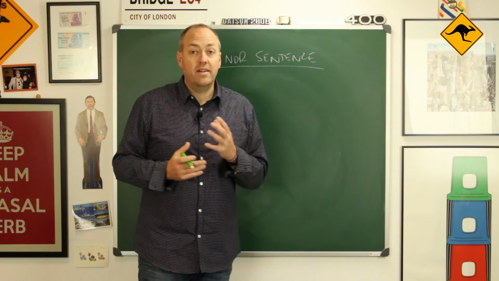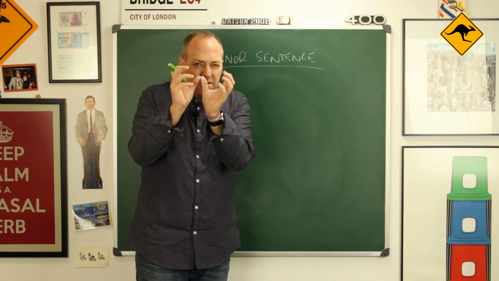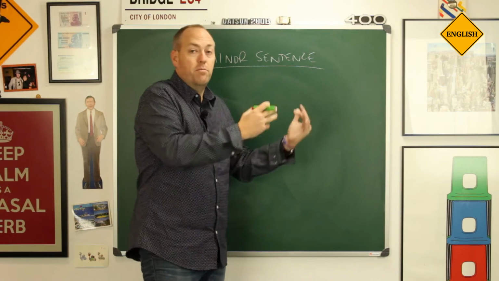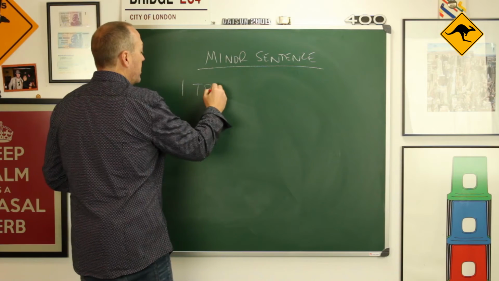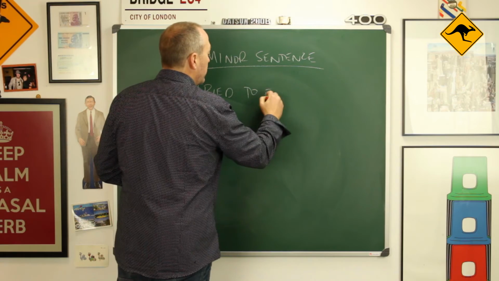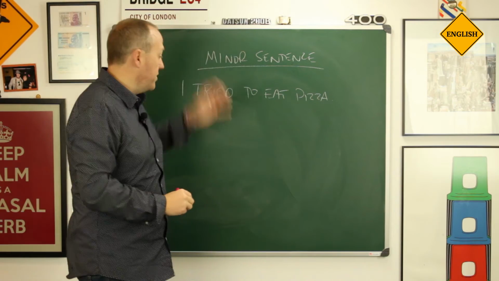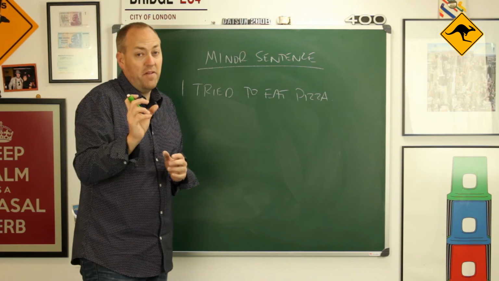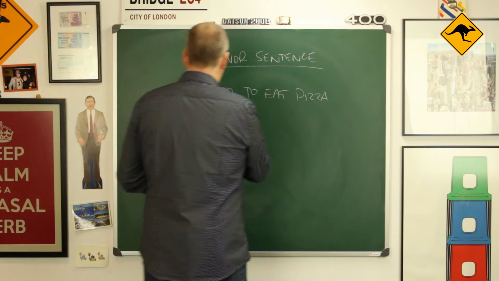Finally, regarding style, we have a minor sentence. A minor sentence is when we have a little sentence fragment that only exists in the context of the previous sentence. For example, I tried to eat pizza. So here we have our idea. And now we're going to add a little sentence fragment on the end, which would make no sense without this previous sentence. I failed.